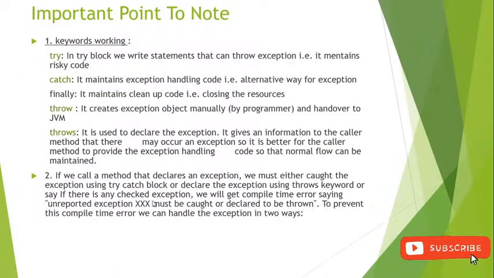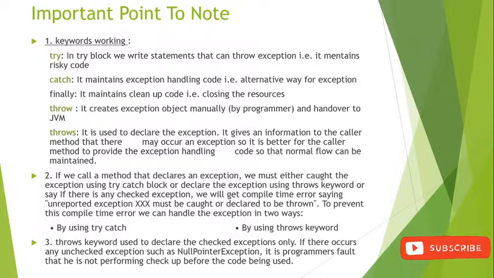If you are not doing that, it will say unreported exception must be caught or declared to be thrown. To prevent this compile time error, we can handle the exception in two ways: by using try and catch block or using the throws keyword. But the best way is to use the try and catch block. If you use the throws keyword, it will give that object to the default exception handler only. So the best way to handle that exception is the try and catch block.